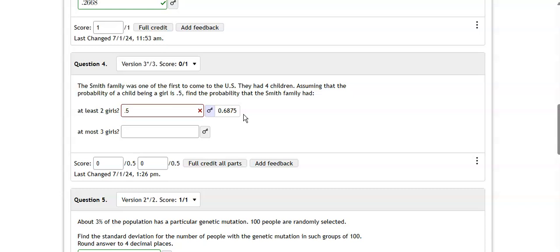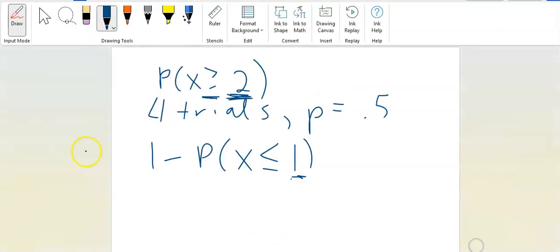Okay, so let's look at part B. We want at most 3 girls. Remember, if we're getting at most 3 girls, that means we can't go over 3. 3 is the maximum number of girls that we would be looking at. So we would be looking at maybe getting no girls, 1 girl, 2 girls, or 3 girls. So we're really looking for, in this instance, the probability that x is less than or equal to 3.